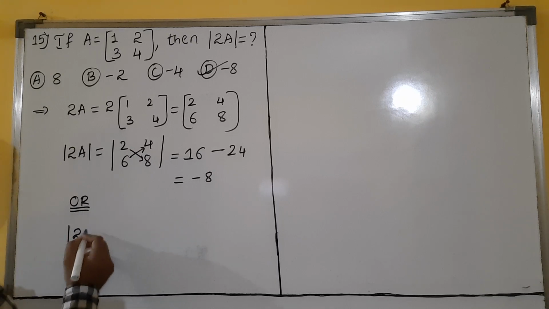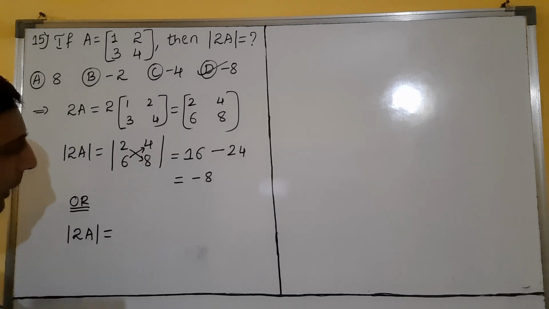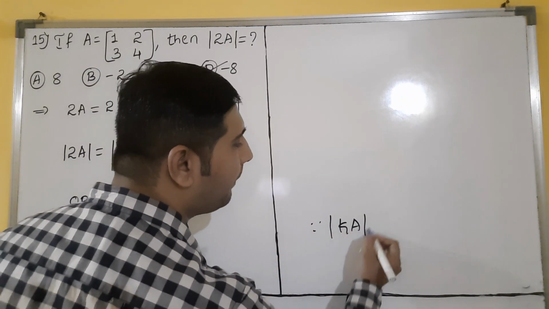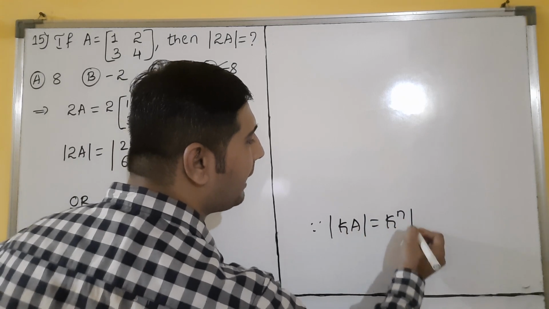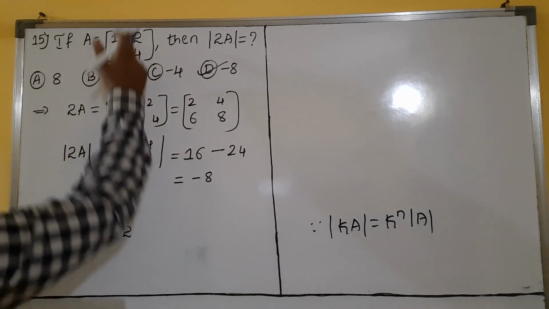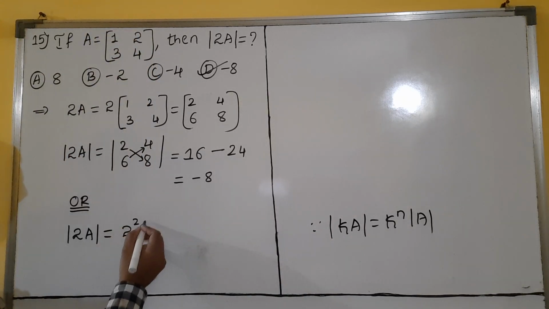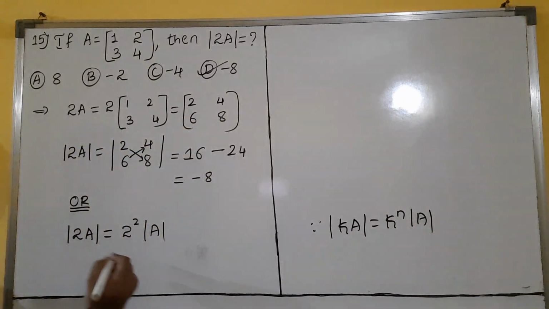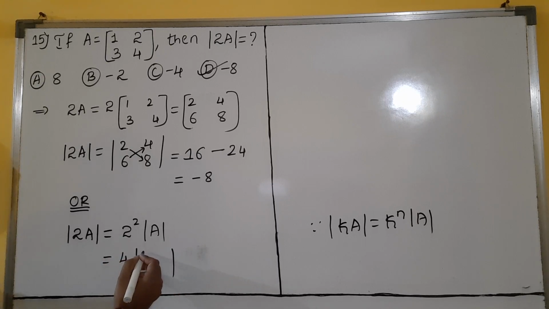So determinant of 2 into A. Just now we have discussed determinant of K into A is K raised to n into determinant A. So here K is 2, 2 raised to n. Order is 2, so I will write 2 raised to 2 into determinant A. 2 square is 4. Determinant A is the matrix 1 2 3 4.